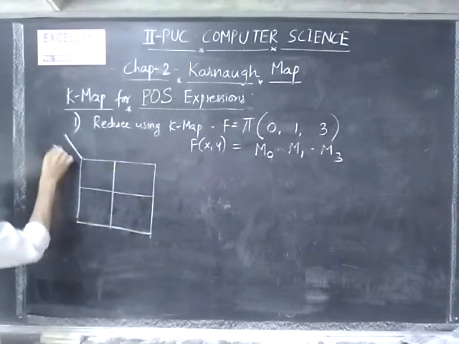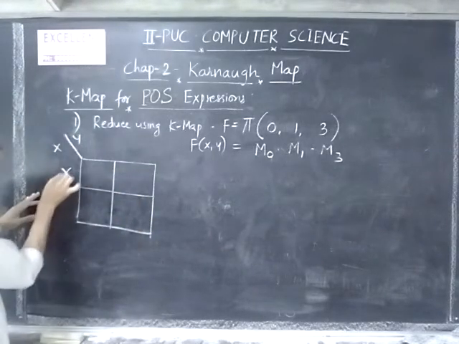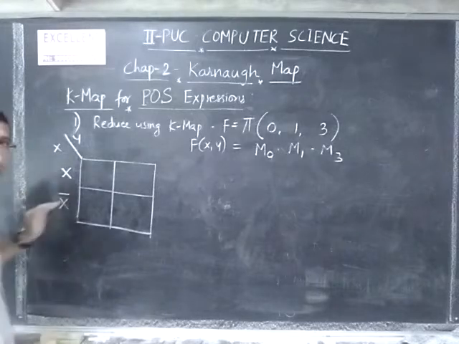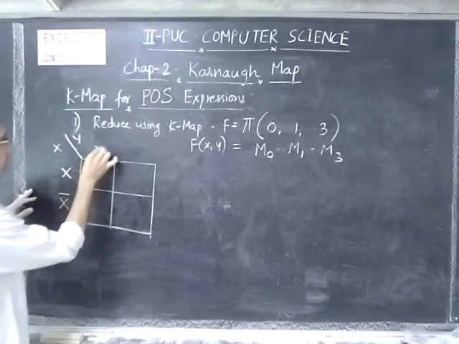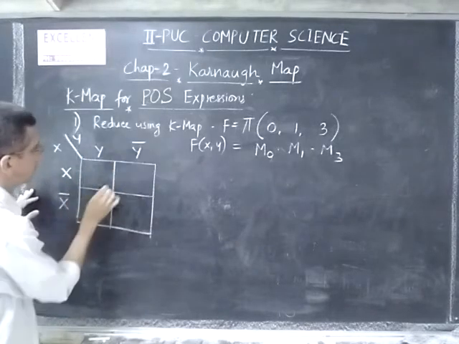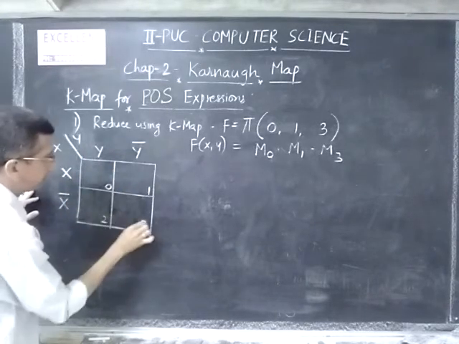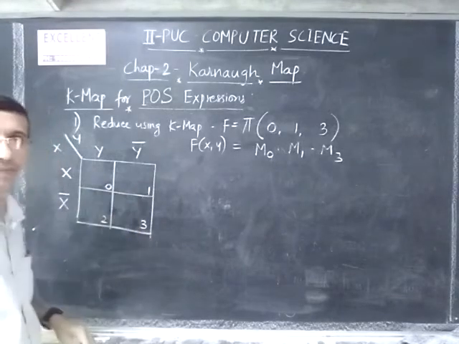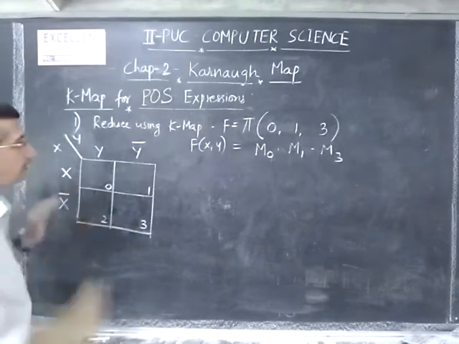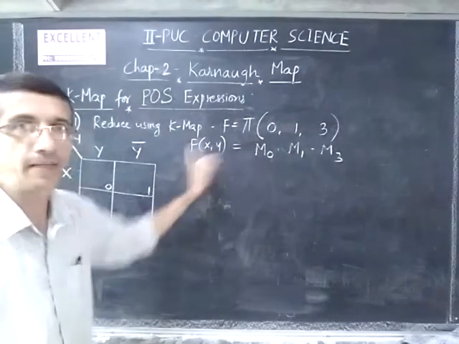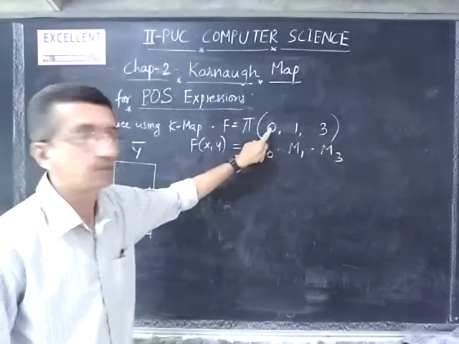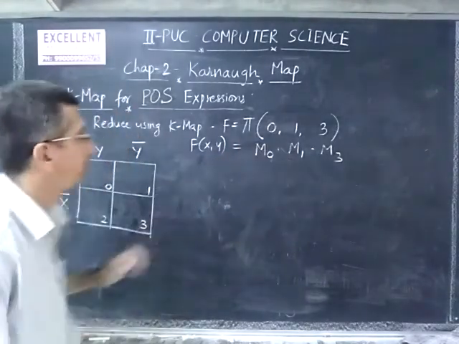This two variable expression. So write a format for two variables. X and y. Here you should write x and x bar in this case, because it is a format of POS, y and y bar. So 0, 1, 2 and 3, numbering the boxes is same. Then after writing the format K-map for POS, then map it, the terms M0, M1 and M3.